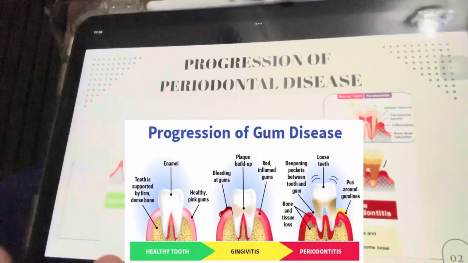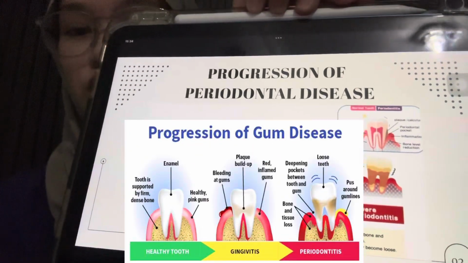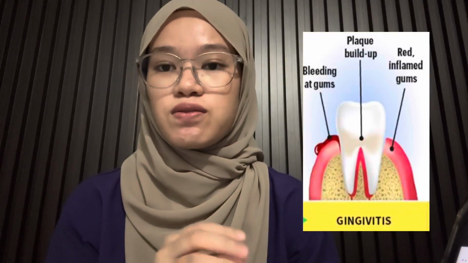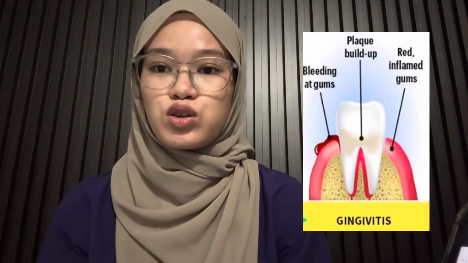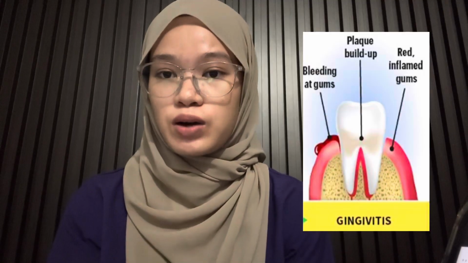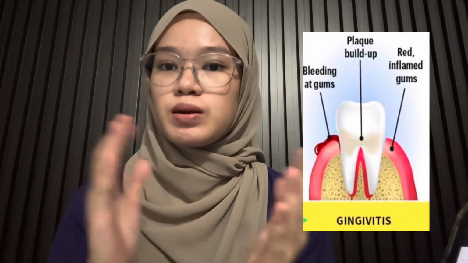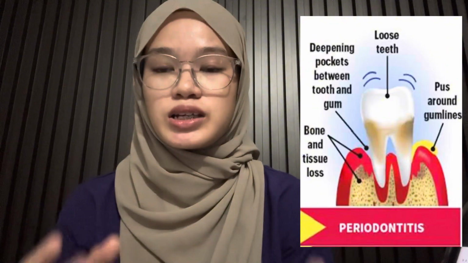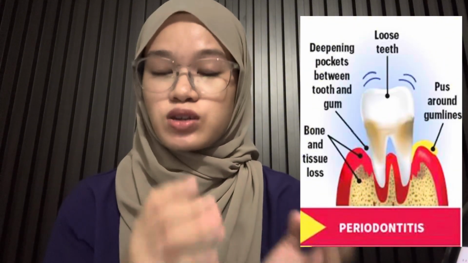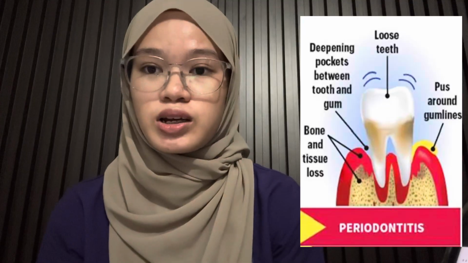So now I'm going to explain to you about the progression of periodontal disease. It starts from the healthy gum, which leads to gingivitis and leads to periodontitis. So this gingivitis and periodontitis is also known as the gum disease. The gingivitis is the early form of gum disease, which occurs due to the plaque and bacteria that build up in the mouth and leads to infection. Meanwhile, the periodontitis is a serious gum infection which can damage the soft tissue and the bones around the tooth. So, this gingivitis and periodontitis occur due to dental plaque.